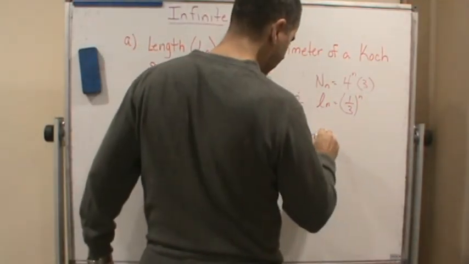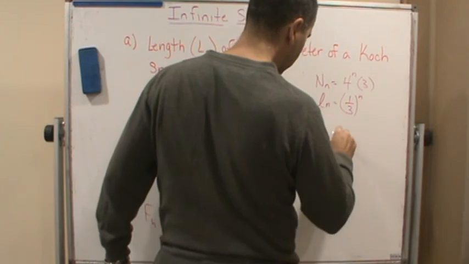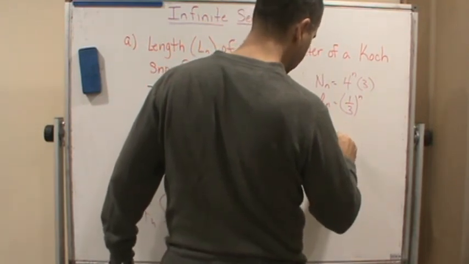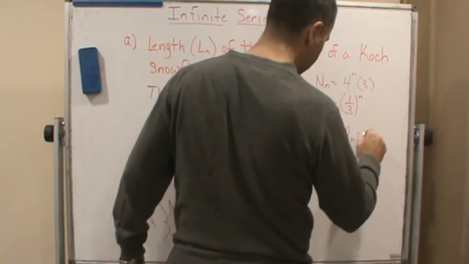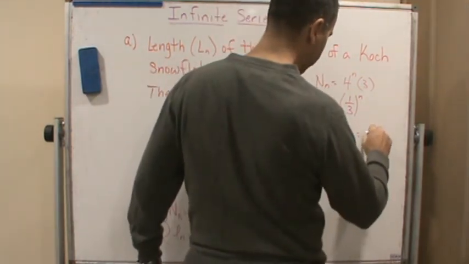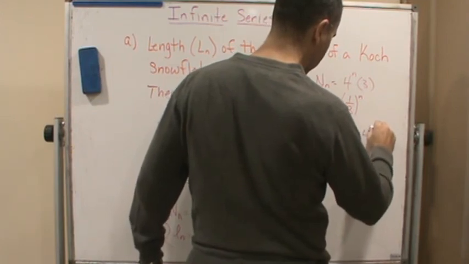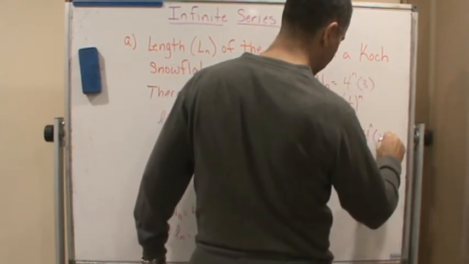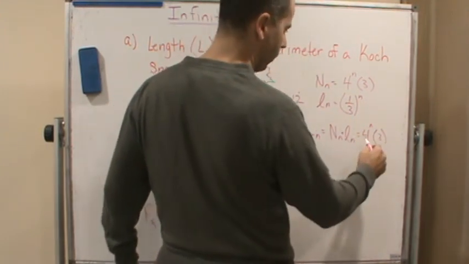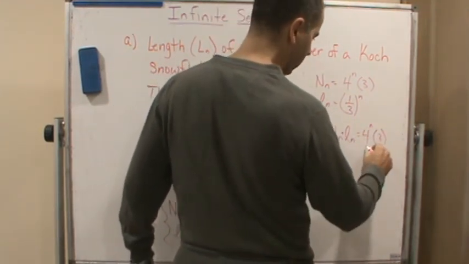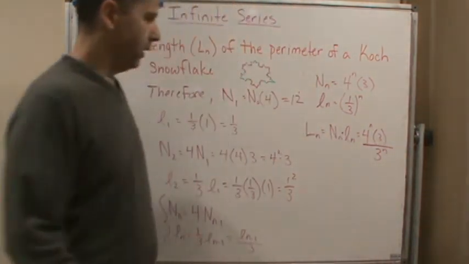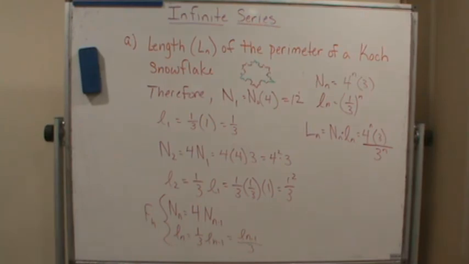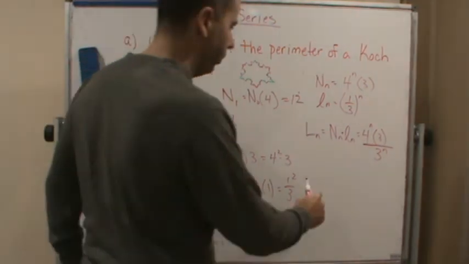So we get capital L sub n equals N sub n times L sub n, which then equals 4 to the nth power times 3 over 3 to the nth power, right?